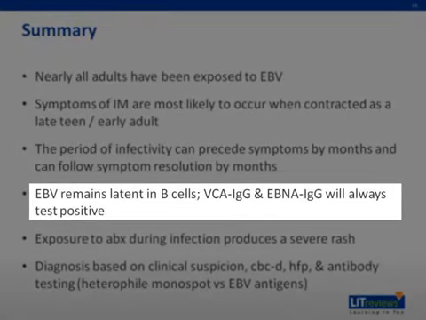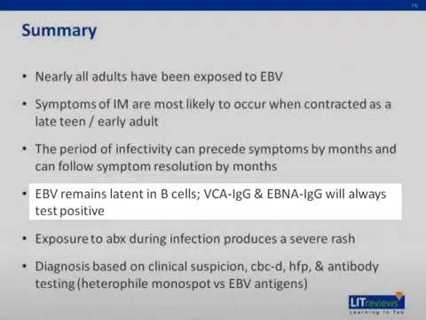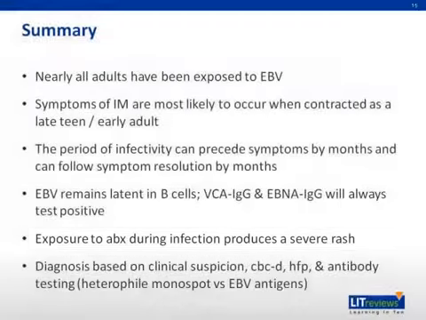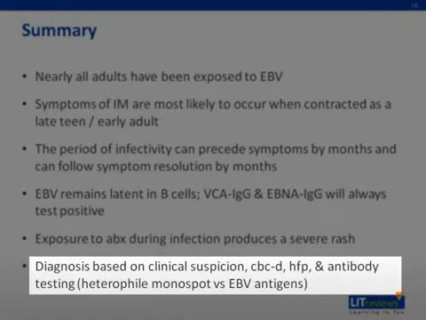EBV remains latent inside B cells, and so antibodies VCA IgG and EBNA IgG will always test positive. Exposure to any penicillin during infection frequently produces a severe rash. And the diagnosis of mono is based on common labs including a complete blood count, hepatic function panel, and then specific EBV tests including the heterophile monospot test and the EBV antibody test.